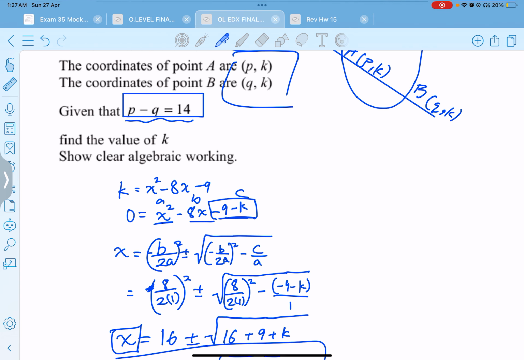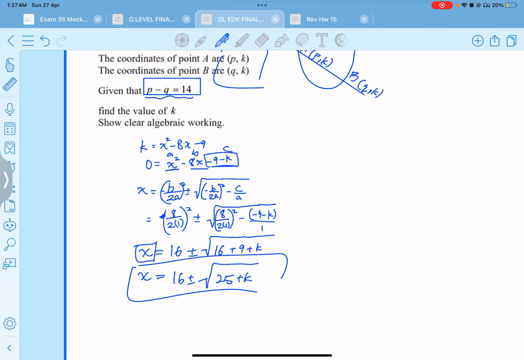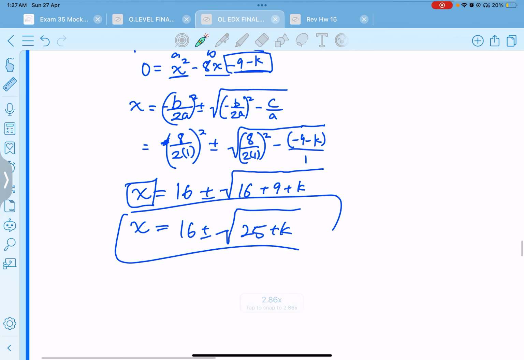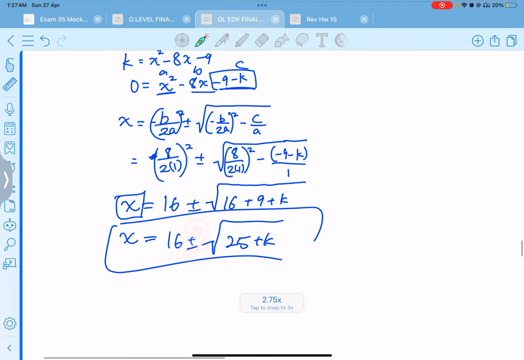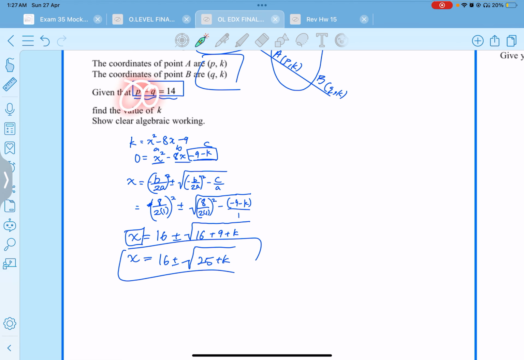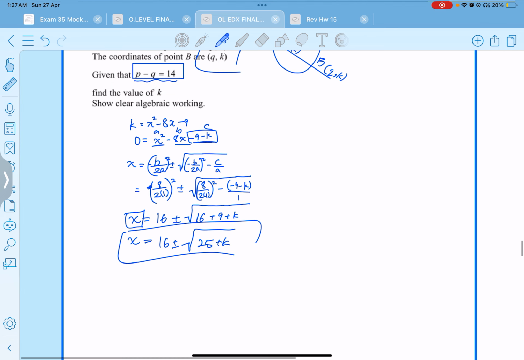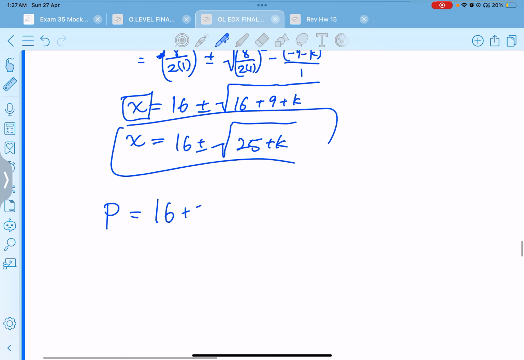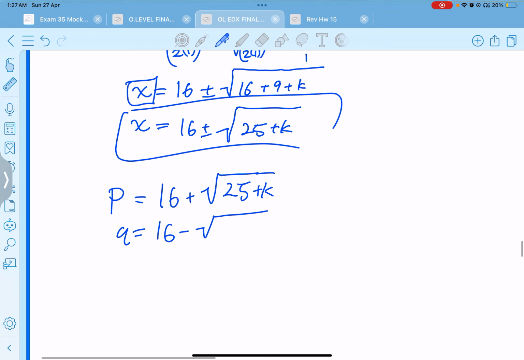So p and q. One is p, one of the solutions, because I have two solutions. I have plus alone and negative alone. One is p and one is q. And I told you that p is greater than q because their difference produces a positive number. So p is the greater, so it's going to be 16 plus, because I add 16. When I add 16, the number is greater than when I subtract 16, right? So it's going to be 16 plus root 25 plus k. Then q is going to be 16 minus root 25 plus k. Basically, they're identical. However, the signs here are different.